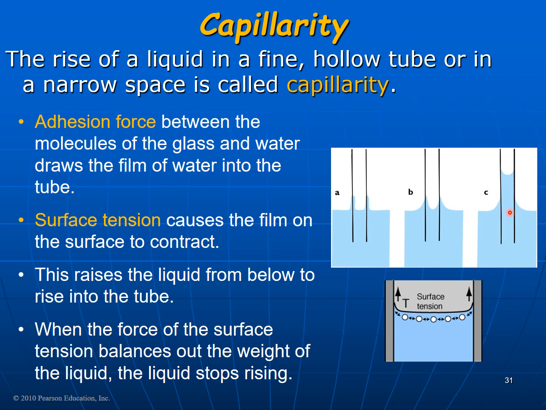It will rise until it reaches a balance. When the force of the surface tension balances with the weight of the liquid going down, the force of the surface tension takes it up, and the weight of the liquid is down. When both of them are equal to each other, then the liquid stops, and we will have this rise in the surface of the liquid. This is capillarity.